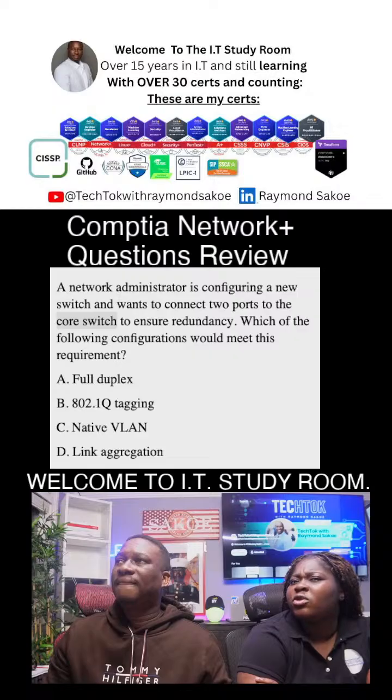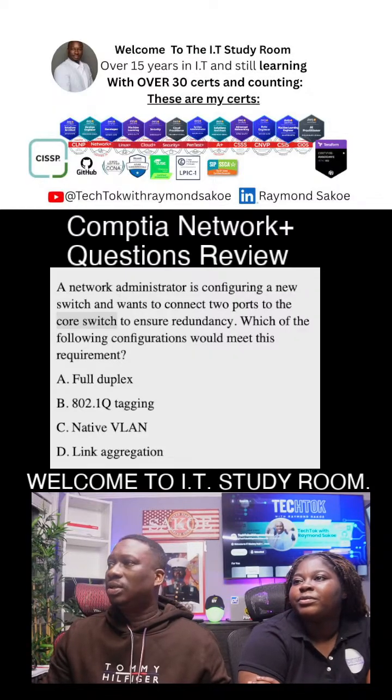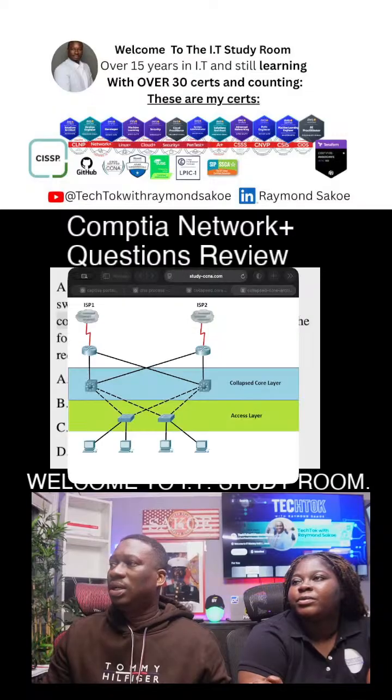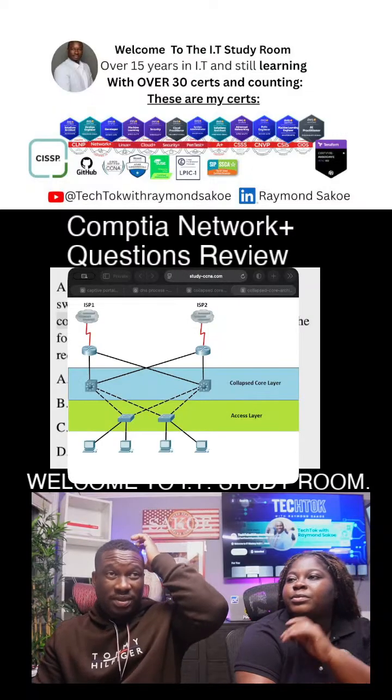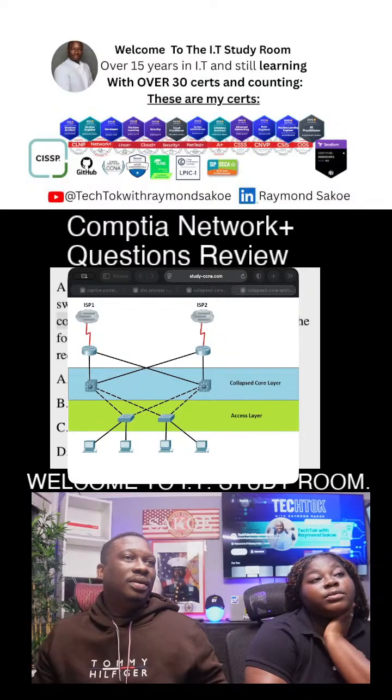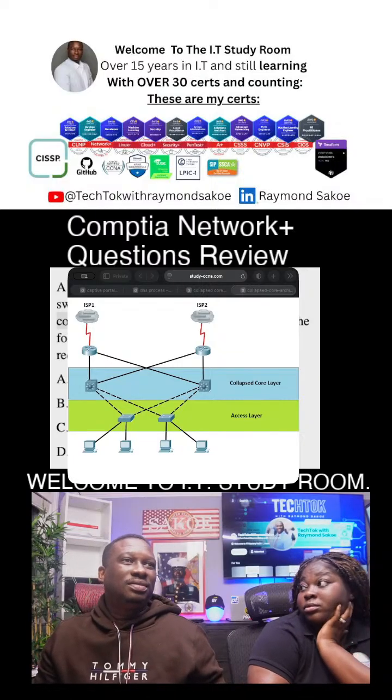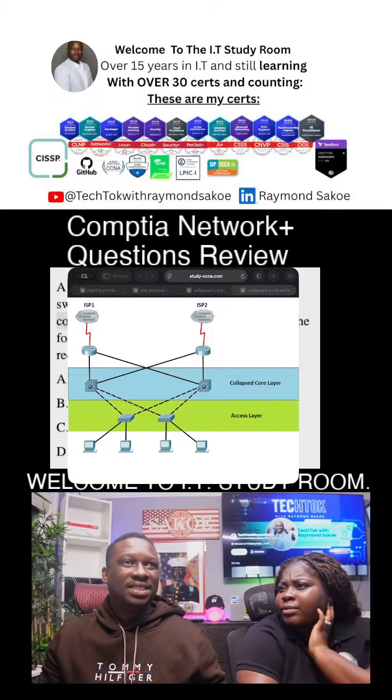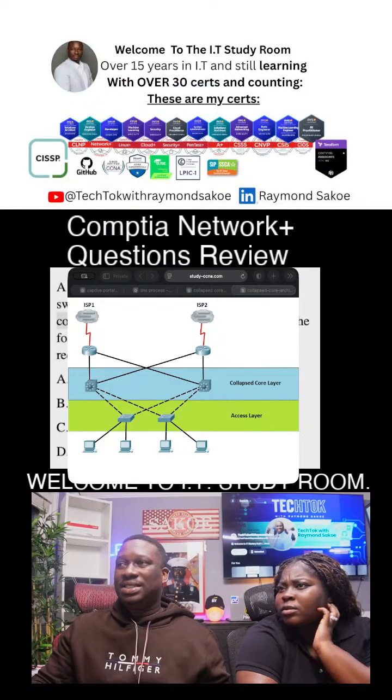Did you say the answer for this already? Yeah, the answer is D. But I'm just explaining what the core is, right? I saw this when I was studying for Cisco, the CCNA, and this is their recommendation.